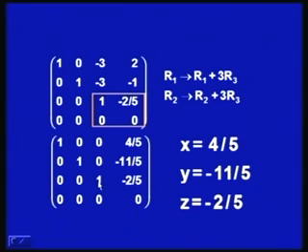This element corresponds to z, so z is equal to minus 2 by 5. This leading one corresponds to y, so y is equal to minus 11 by 5. This leading one corresponds to x, so x is equal to 4 by 5. So, once the equation is reduced into echelon form, then finding the solution is simpler. So, that is the basic difference between the first method and the second method which we have discussed.